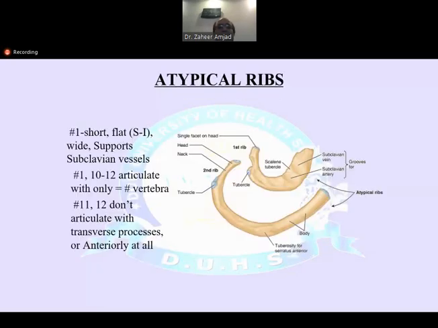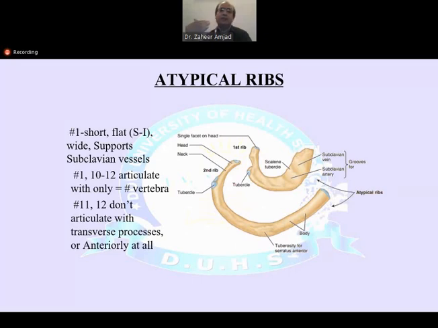Atypical ribs: if you talk about the first rib, this is the smallest rib and a very strong rib. This rib is different from other ribs in that it has an upper surface and a lower surface, because it is flat horizontally. It lies like this, not like this. So it has an upper surface and lower surface. The upper surface has a tubercle, which is called the scalene tubercle. It's marked over there. The scalene tubercle is that to which the scalene anterior muscle is attached.